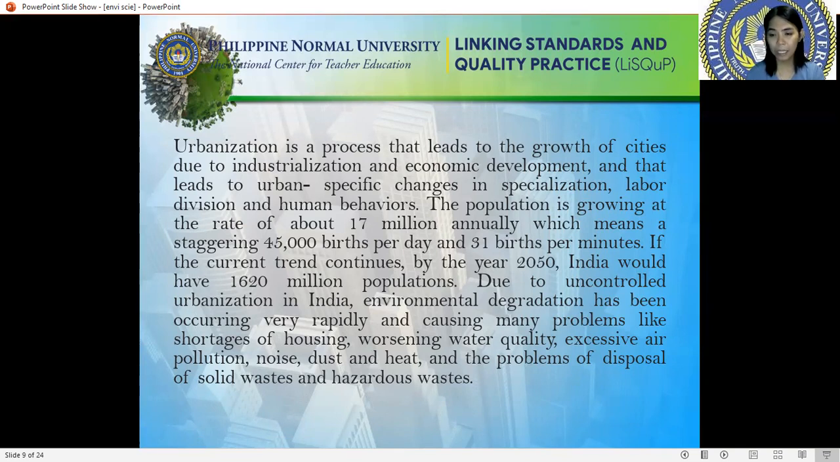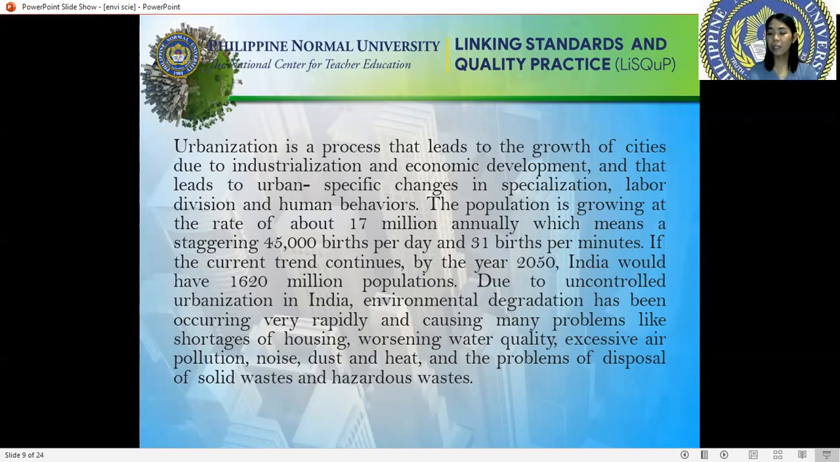So, it means that the daily average birth per day is 45,000 and the birth per minute is 31. That's a big number of births per minute, 31. If the country's trend continues, by the year 2050, India would have 1,620 million population. Meaning to say, it's a trillion na. Hindi lang billion but trillion. And then the reason maybe is due to uncontrolled urbanization in India.